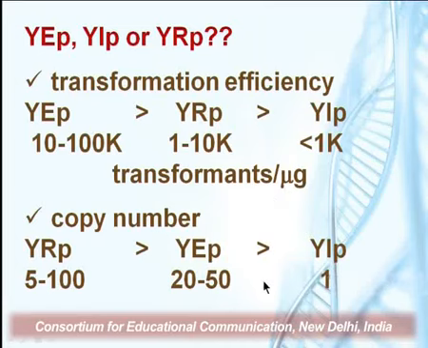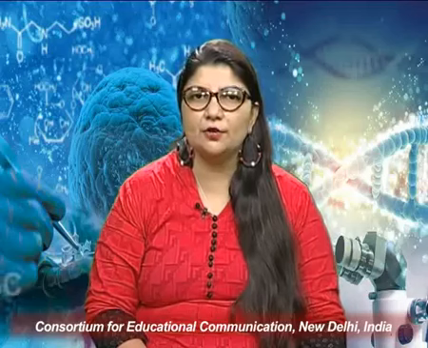Looking at these two factors, one would speculate why we would use YIPs at all, because their copy number is low and their transformation efficiency is low. But still, at places we use YIP vectors for cloning in yeast. The factor kept in mind for using YIP is the stability of the recombinants. The stability of recombinants is in this order, and YIP has the highest stability.